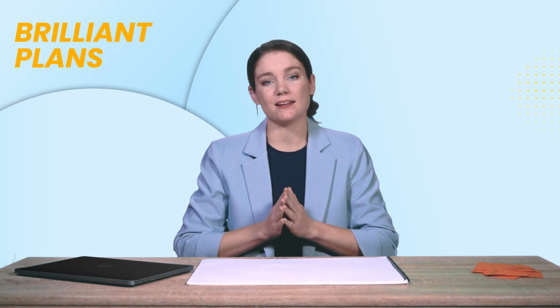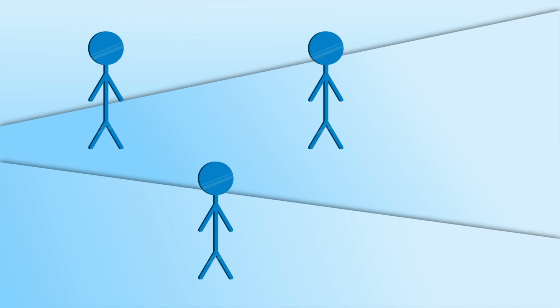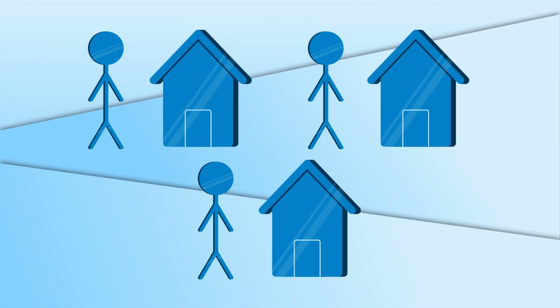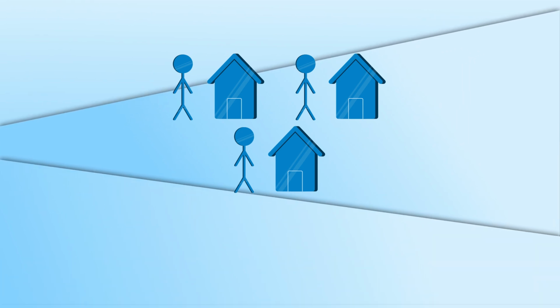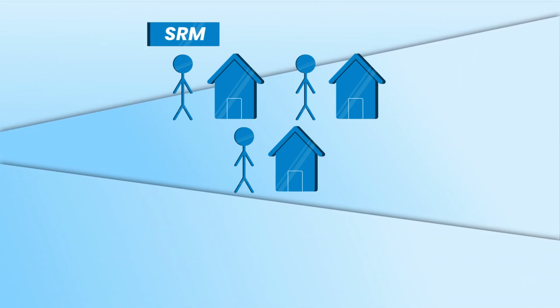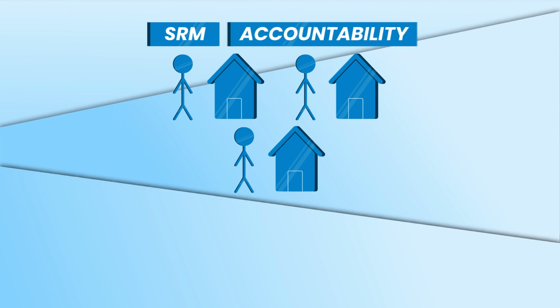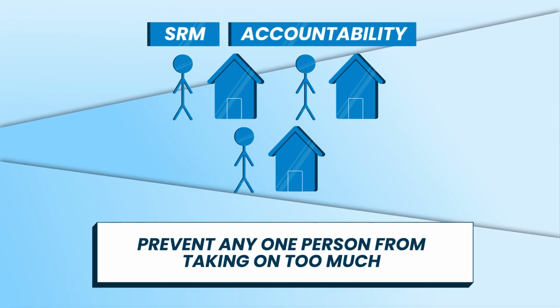The final step in managing your supplier relationships is follow-through. You can have the most brilliant plans on paper, but if they're not implemented, they're futile. If possible, assign a relationship manager to each of your vendors. These team members will then be responsible for all SRM activities, which will improve accountability and prevent any one person from taking on too much.